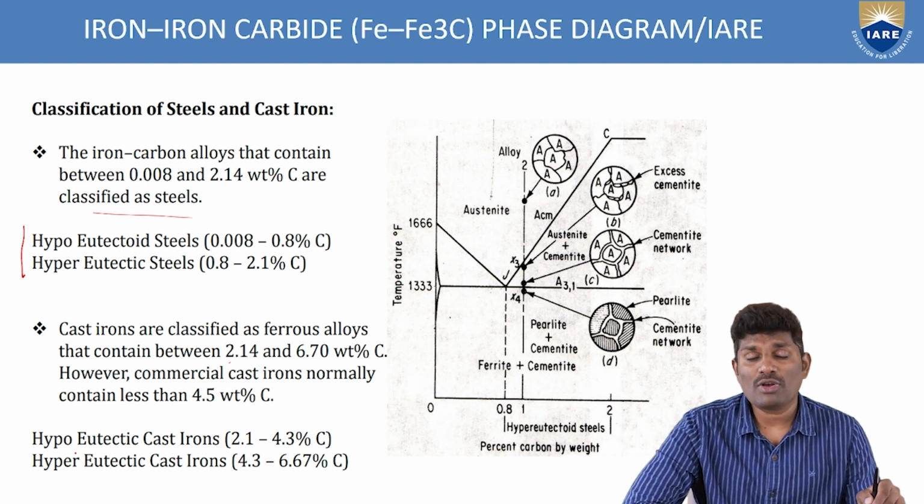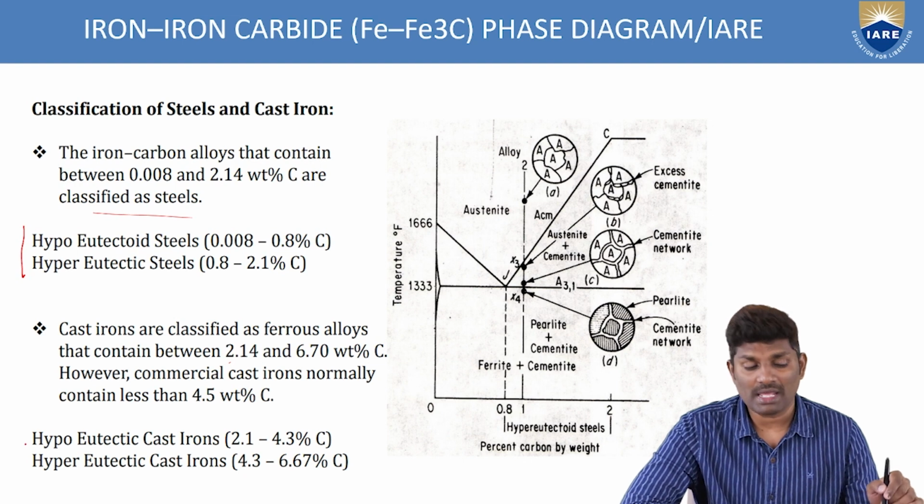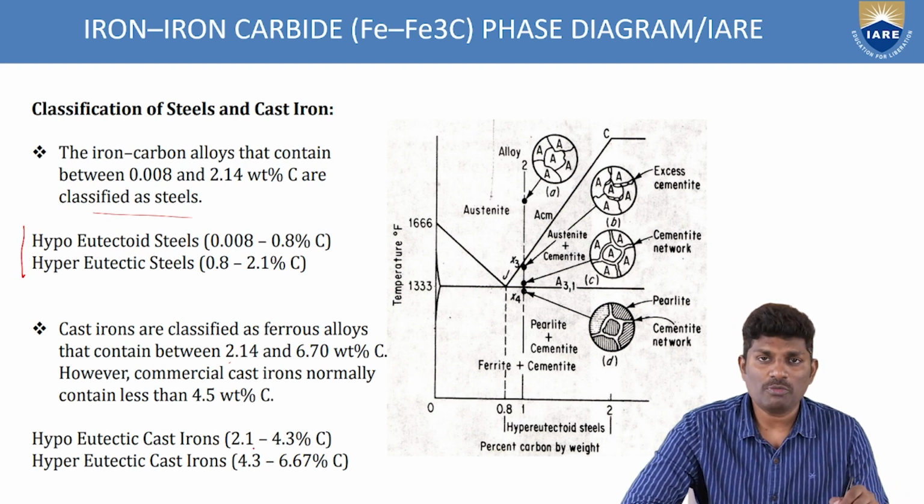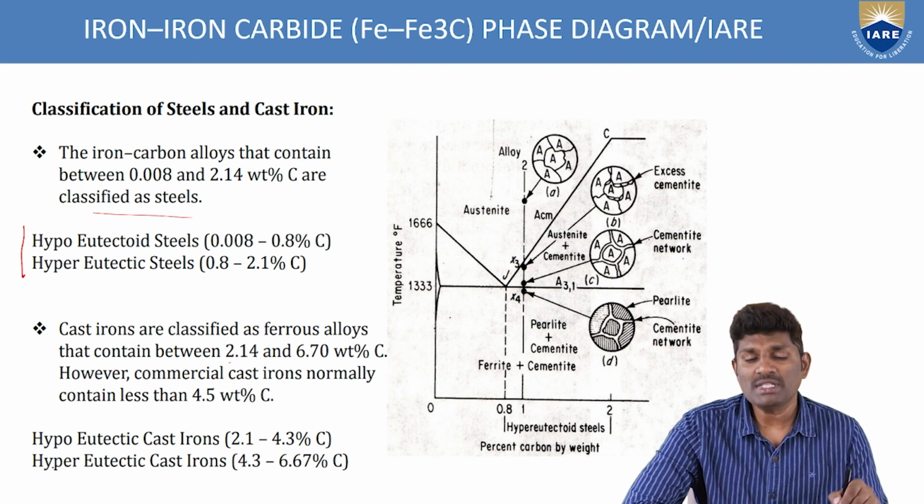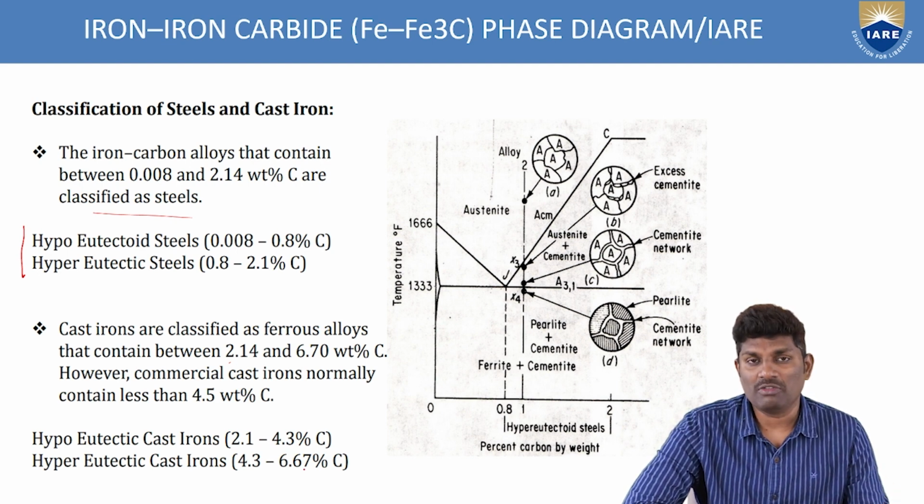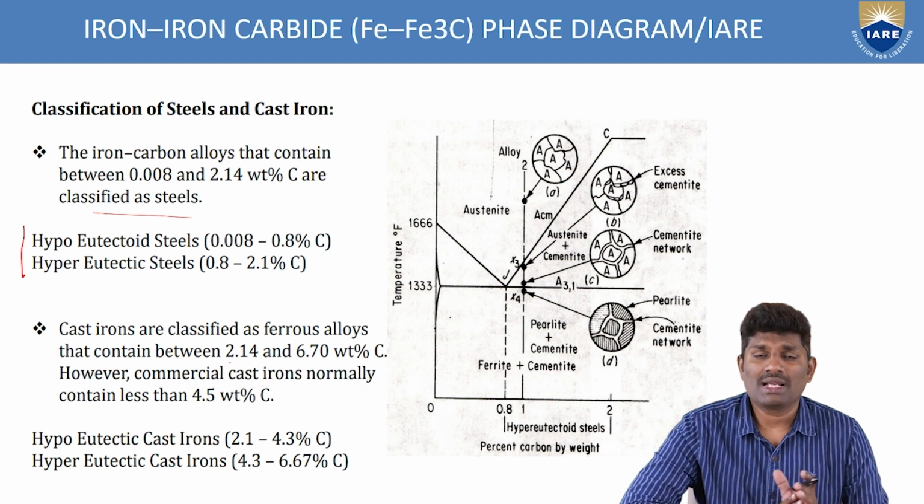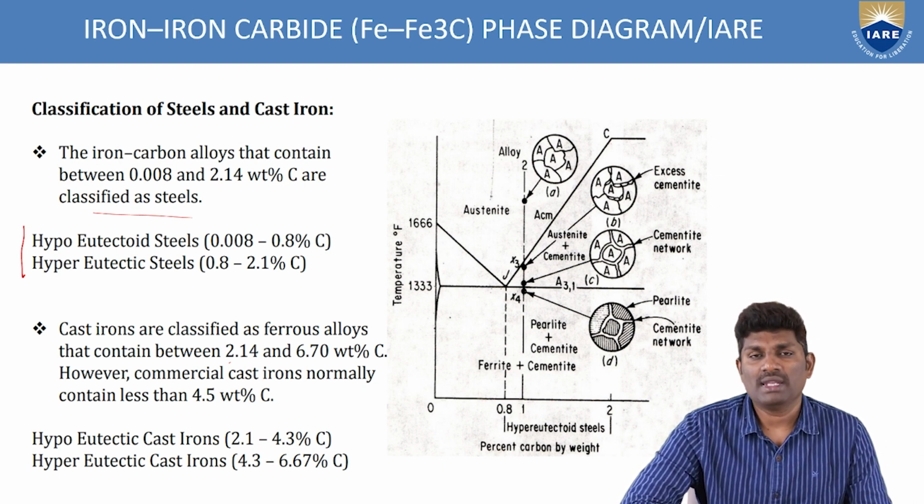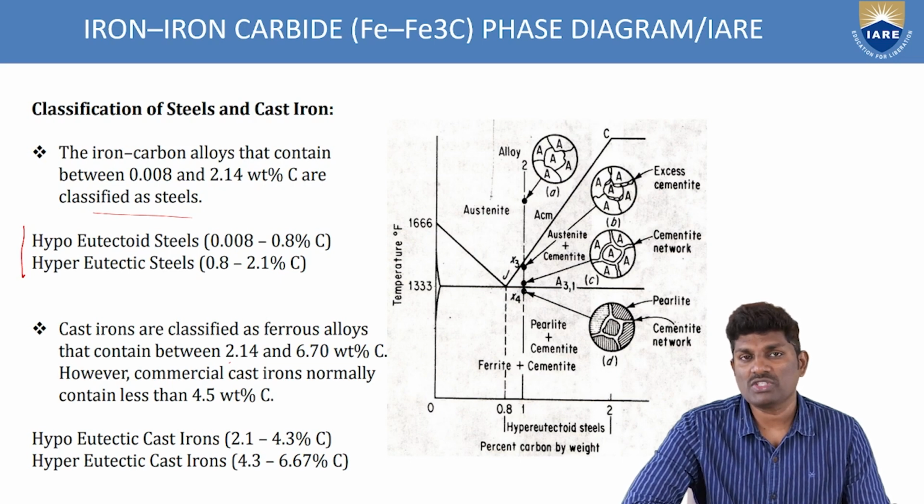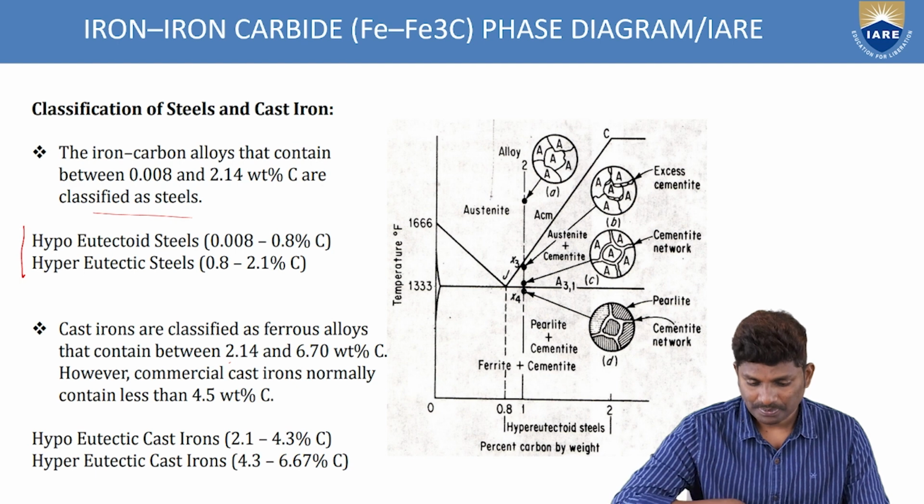And again, in this case also you have the hypoeutectic cast iron and hyper. Hyper means 2.14 to 4.3 weight% of carbon, and hypoeutectic means 4.3 to 6.67 weight% of carbon. So this is the classification of the steels as well as the cast iron. This we will discuss in the next coming sessions: what are the different classifications of steels and what are the different types of ferrous and non-ferrous elements.